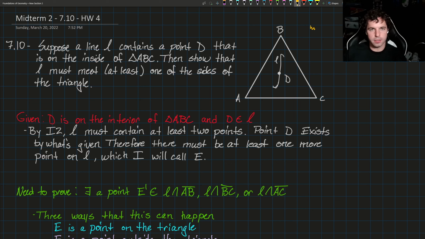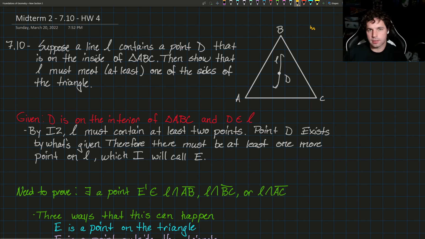In this video, I'm going to be talking about homework 4, specifically question number 7.10. And that question is, suppose a line L contains a point D that is on the inside of triangle ABC. And then we need to show that L must meet at least one of the sides of the triangle.